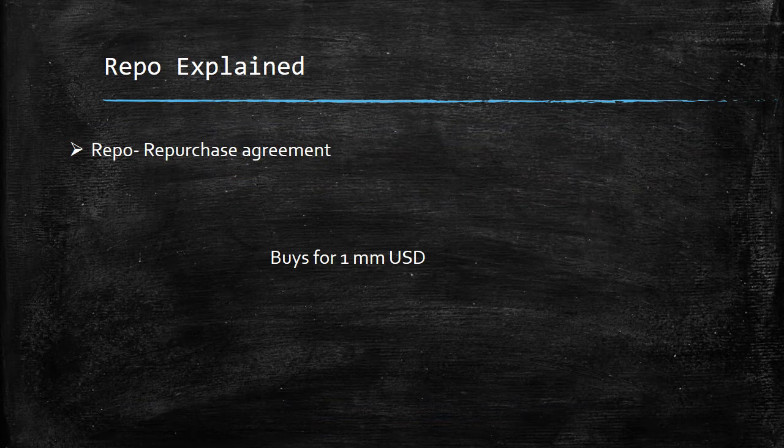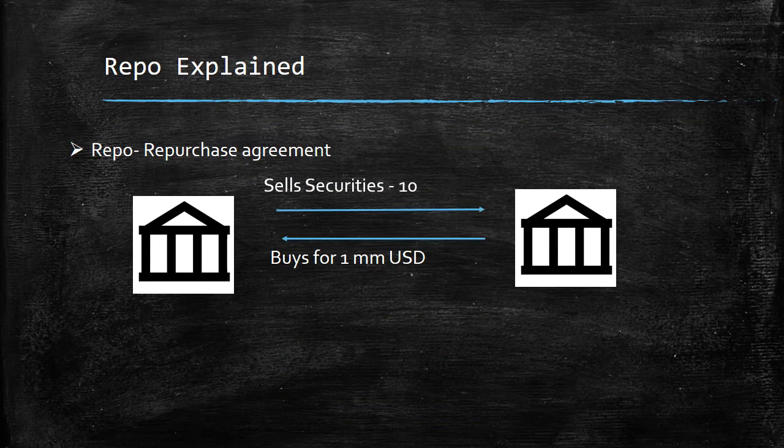Before we go to RFR, we need to understand how repo works. Repo is nothing but a repurchase agreement, because that is the key to understanding RFR. Let's assume that there are two banks, Bank A and Bank B in the US. Bank A is in tremendous shortage of funds. It needs desperately to cover a crisis. It needs to get 1 billion. So it has government securities, T-bills. It sells or pledges its securities to Bank B.